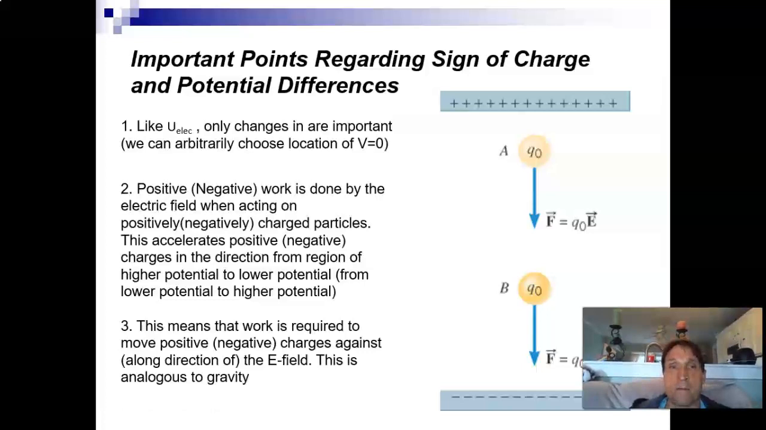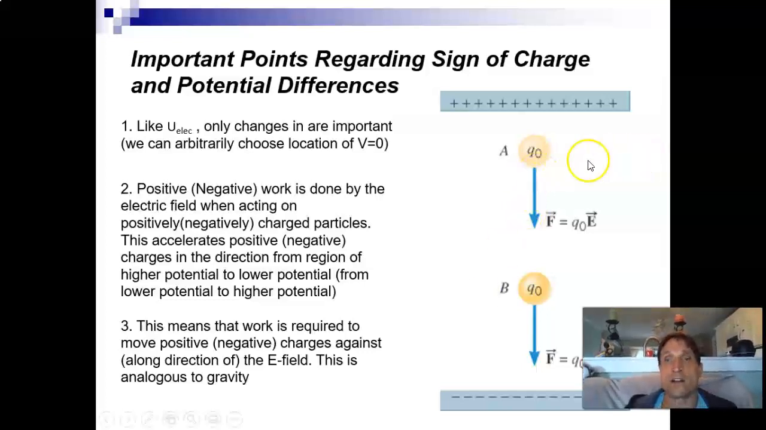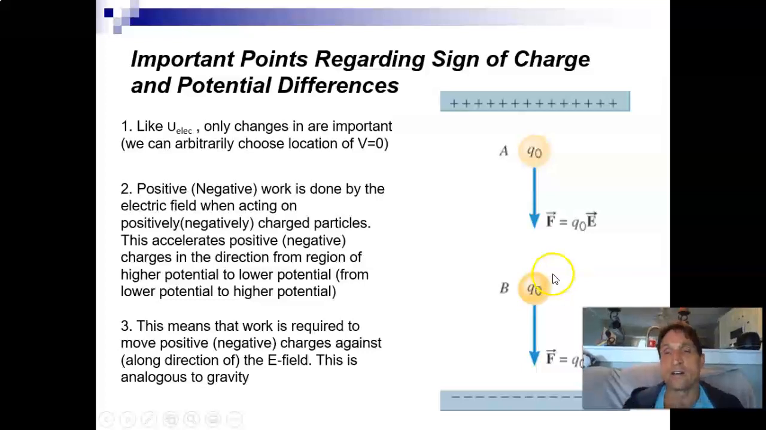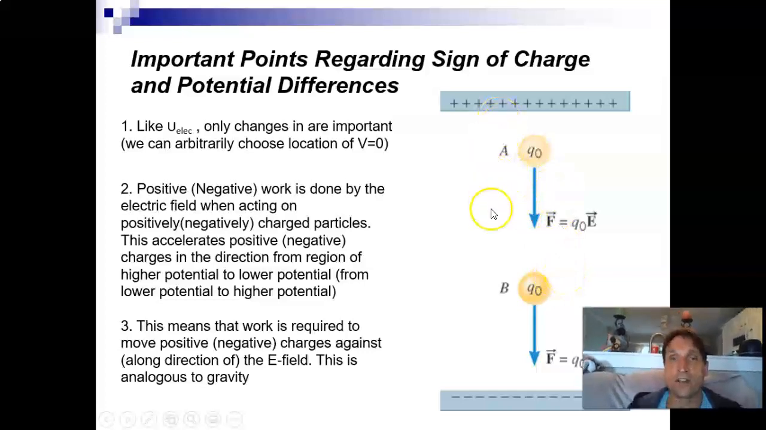Another important point is when the electric field acts on positive particles. So here's a positive charge Q naught, and the electric field, remember, points from positive to negative. And so the electric field is going to do positive work on a positively charged particle, right? Because the displacement will be in the same direction as the electric force in this case. So positive work is done by the field on positively charged particles, okay?